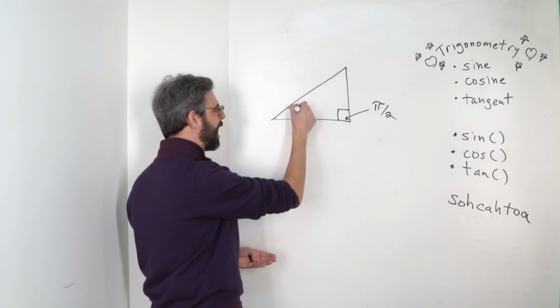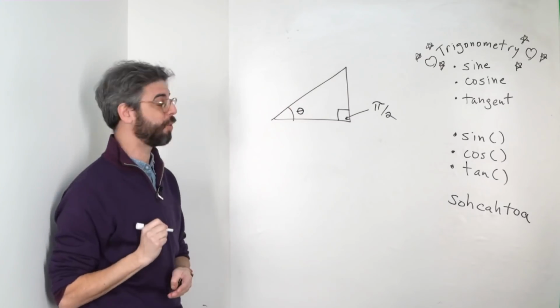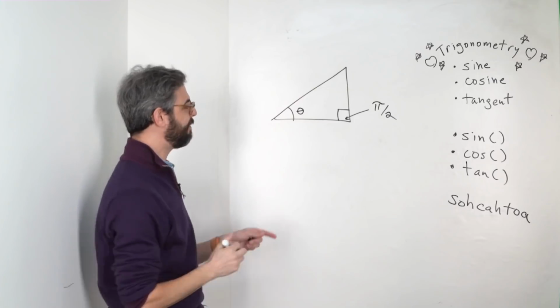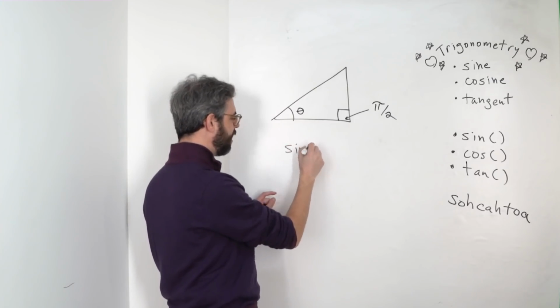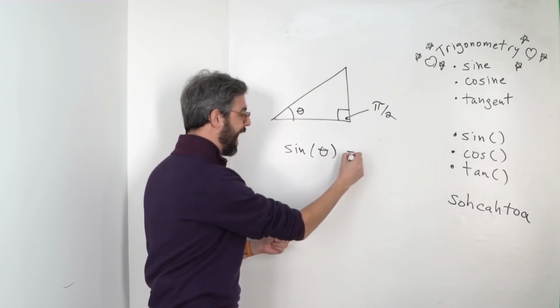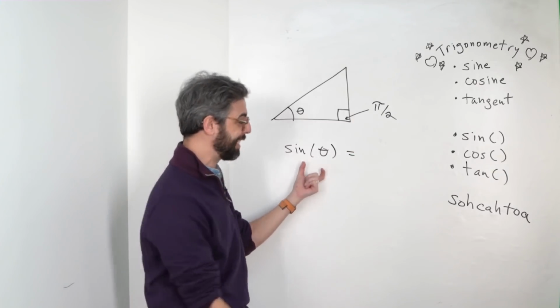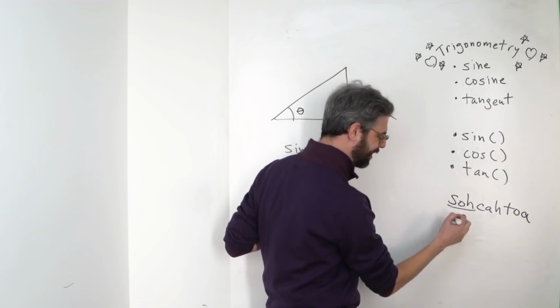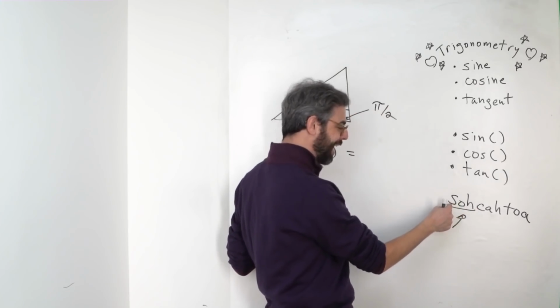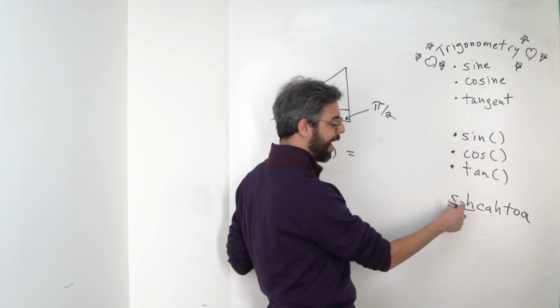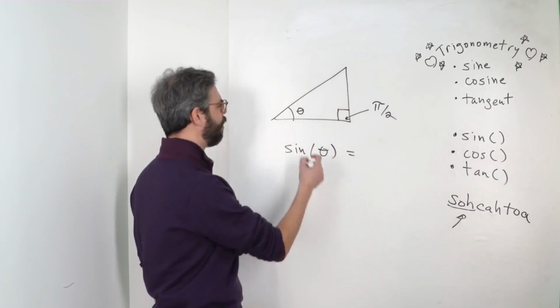So let's say I have this angle, once again represented by the Greek letter theta. If I want to say sine of theta, well, the answer to this question, the evaluation of this function, is embedded right here in the mnemonic device, SOH. Sine equals opposite divided by hypotenuse.